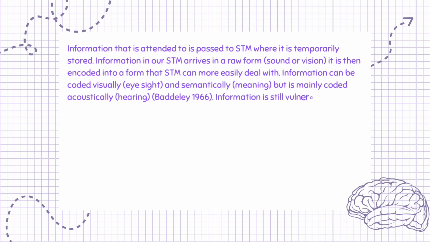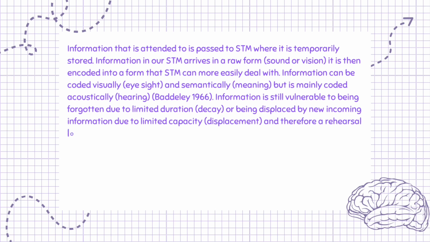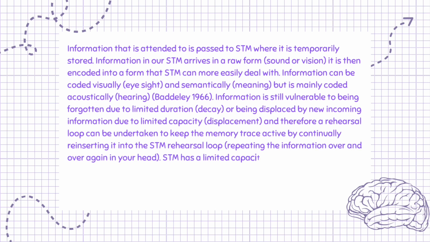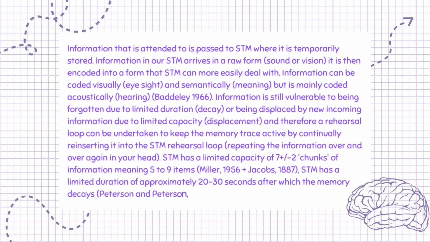Information is still vulnerable to being forgotten due to limited duration, decay, or being displaced by new incoming information due to limited capacity, displacement, and therefore a rehearsal loop can be undertaken to keep the memory trace active by continually reinserting it into the STM rehearsal loop, repeating the information over and over again in your head. STM has a limited capacity of 7+/-2 chunks of information meaning 5 to 9 items. Miller, 1956 plus Jacobs, 1887. STM has a limited duration of approximately 20 to 30 seconds after which the memory decays. Peterson and Peterson, 1959.